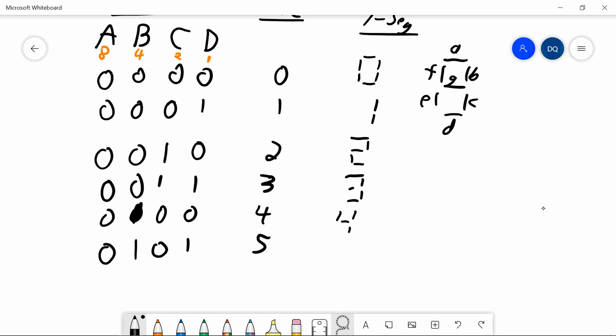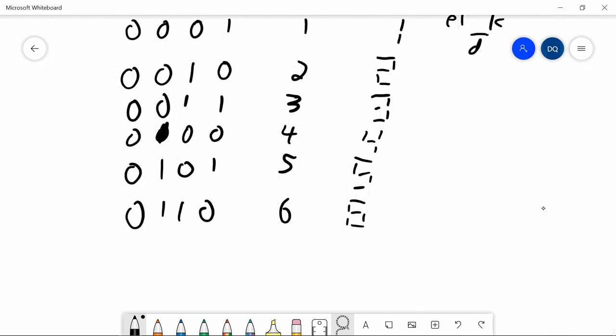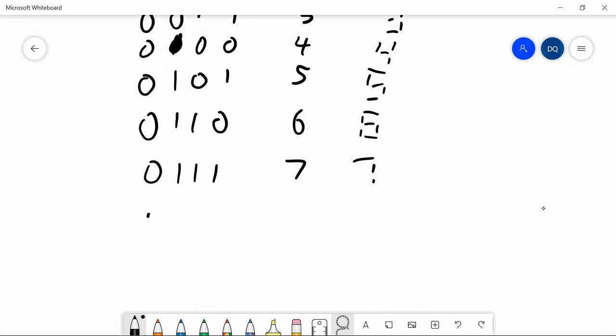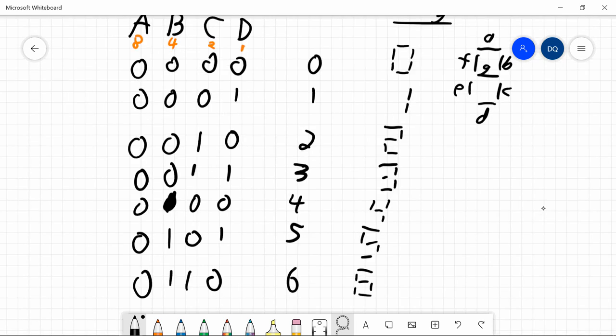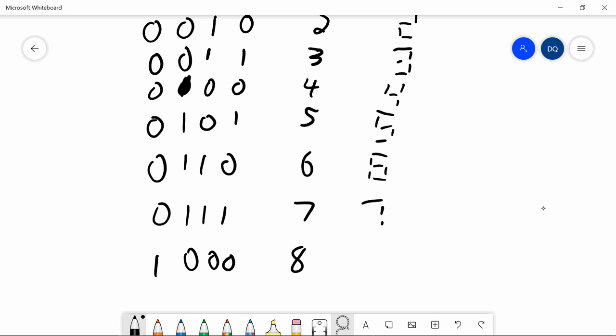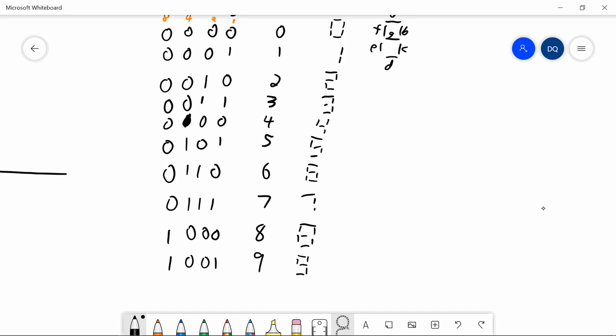Okay, so that's a 5. This is the number 6. And this is a 7. This is an 8. Now, if you're getting lost, just check here. There's 8, gives us an 8. 4 plus 2 plus 1 gives us a 7. So our 8 has them all on. A 9, just one more than 8. Okay. So those are all the numbers we have to be able to display, 0 through 9.